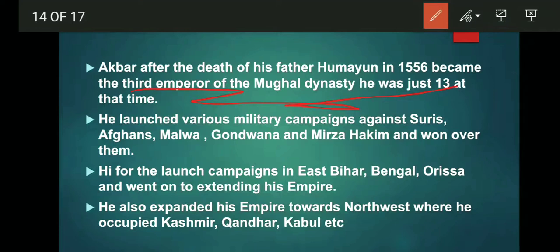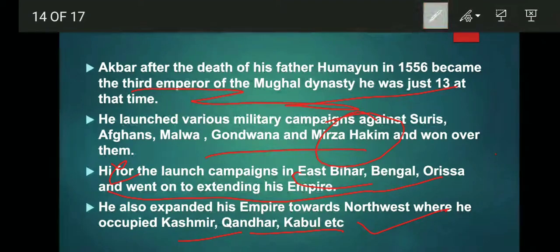He also launched various military campaigns against the Suris, Afghans, Malwa, Gondwana, and Mirza Hakim, and won over them. In case you do not know, Mirza Hakim was Akbar's half-brother. He further launched campaigns in East Bihar, Bengal, and Odisha, and went on extending his empire. He also expanded towards the northwest, where he occupied Kashmir, Kandahar, Kabul, etc. So you can see his domination in all parts of Indian territory.